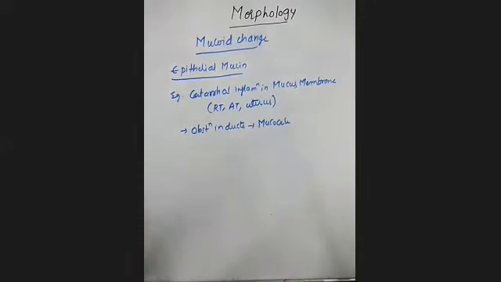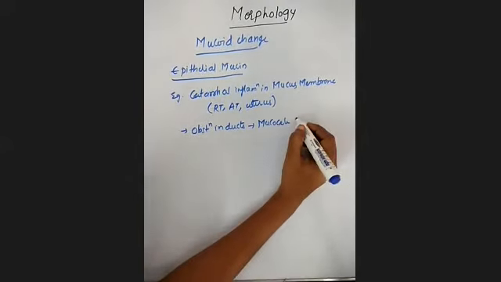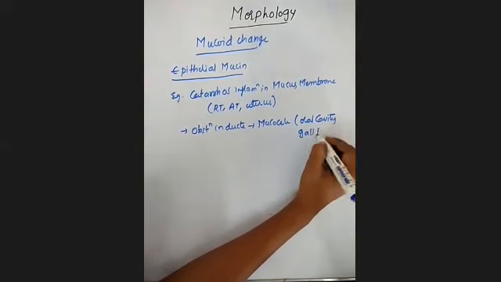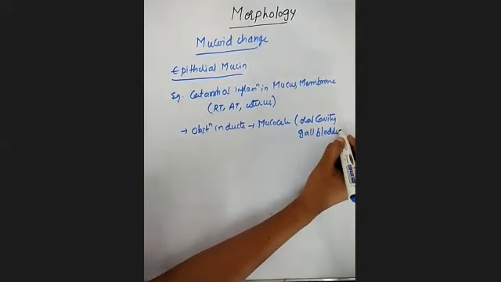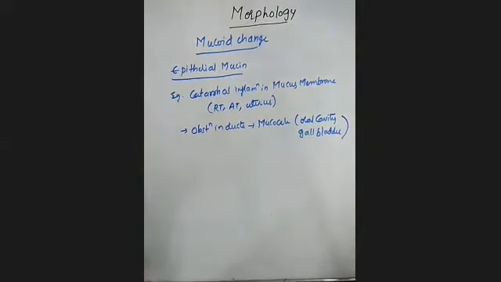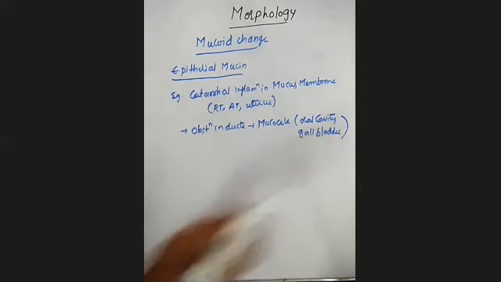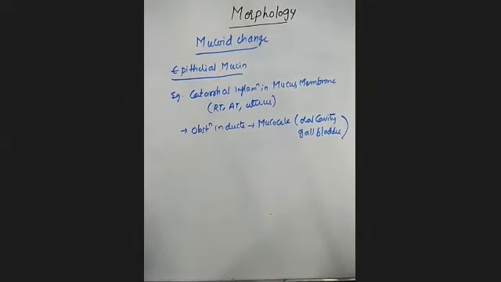This mucocele is mainly seen in the oral cavity and gallbladder. That means in these cases, if there is any obstruction in the ducts, you will call it a mucocele, mainly in case of the oral cavity and gallbladder.